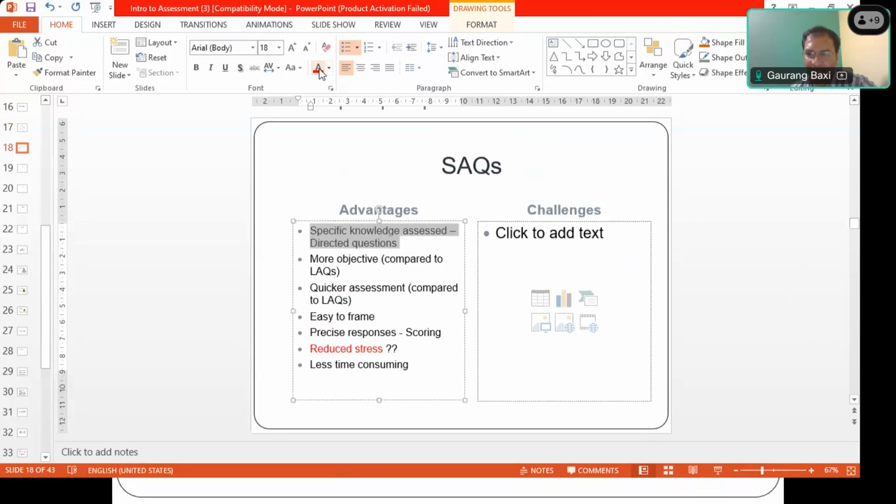Sir, you have to write down pages for LAQs. For SAQs, you can limit it to a paragraph. So that also reduces the stress of expressing the same. Yeah, so again, precise responses are expected, which will help in the scoring pattern. Yes. What else? More topics can be covered.